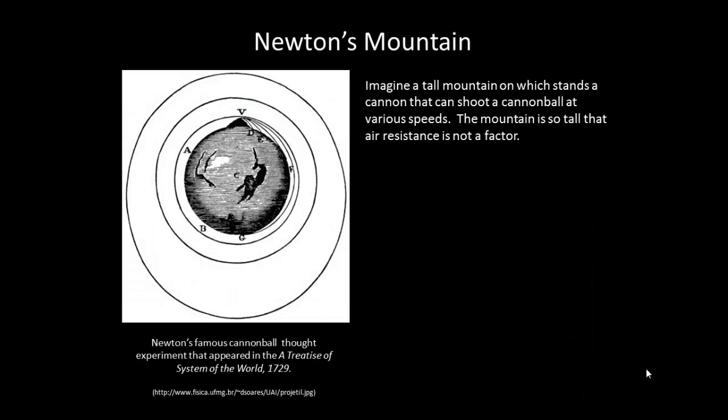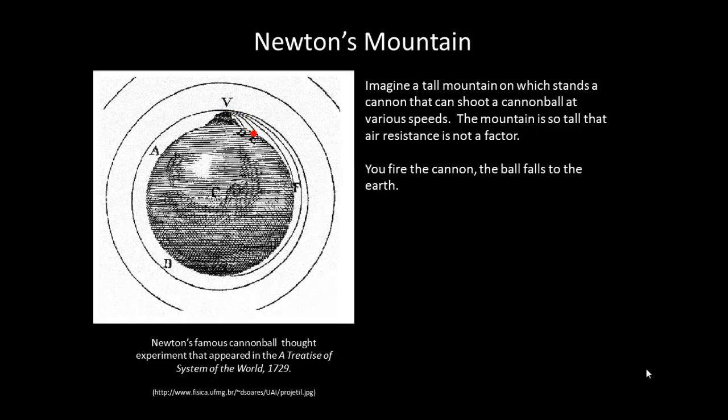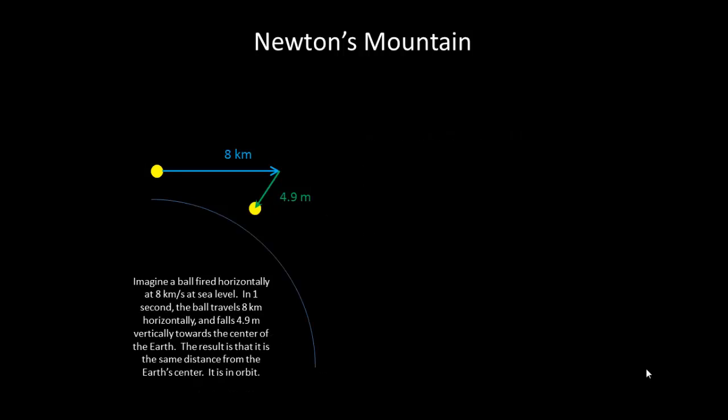So let's take a thought experiment, Newton's famous thought experiment called the cannonball. We imagine that we're at the top of a tall mountain on which stands a cannon that can shoot a cannonball at various speeds. The mountain is so tall that air resistance is not a factor. You fire the cannon and the ball falls to the earth. You fire the cannon a little faster, it travels a little further. You fire it even faster, it travels even farther, until finally you get a speed high enough that the cannonball just continues to travel around the Earth, constantly falling towards the Earth, but resulting in it just going into an orbit. Here's another way to think about this.